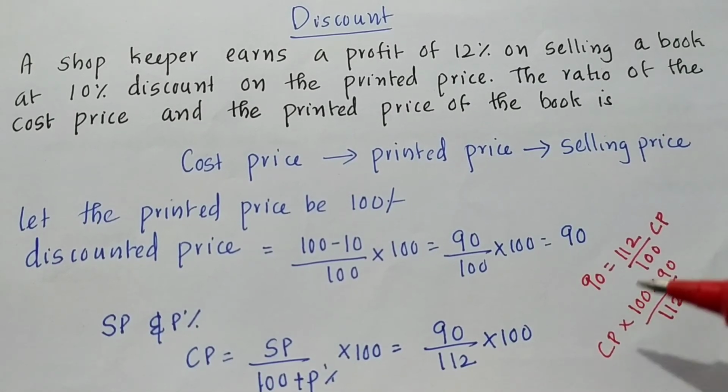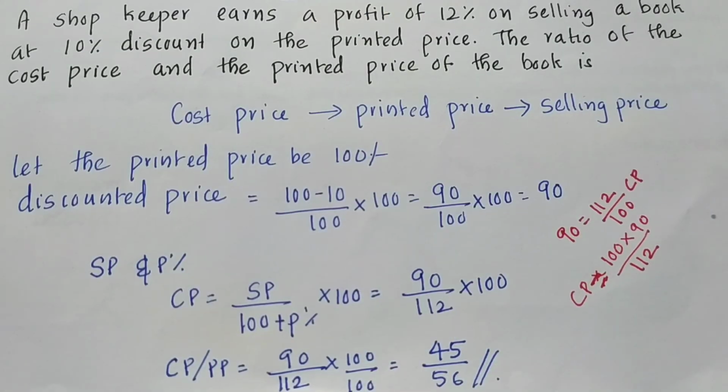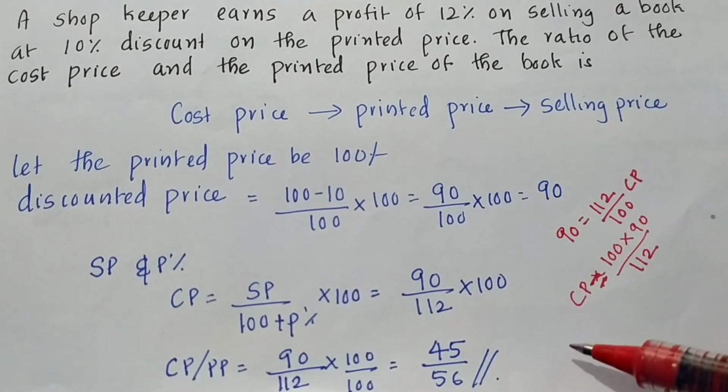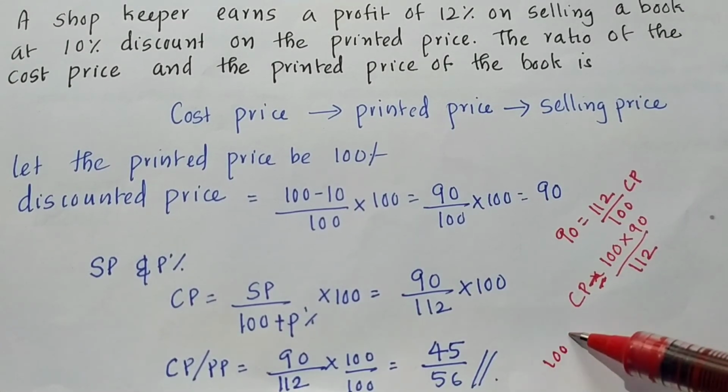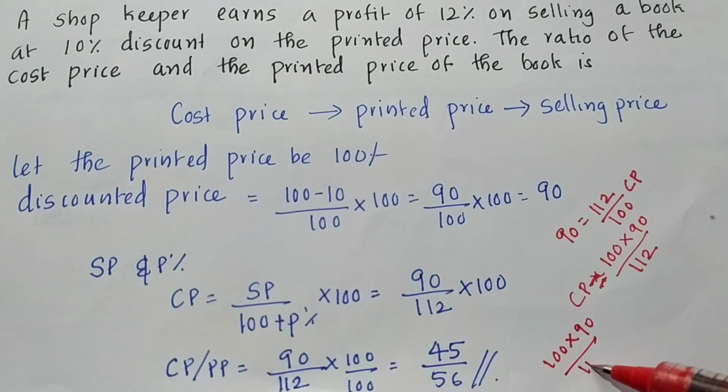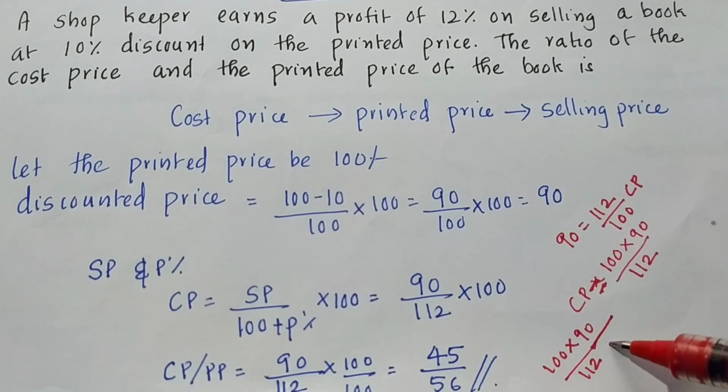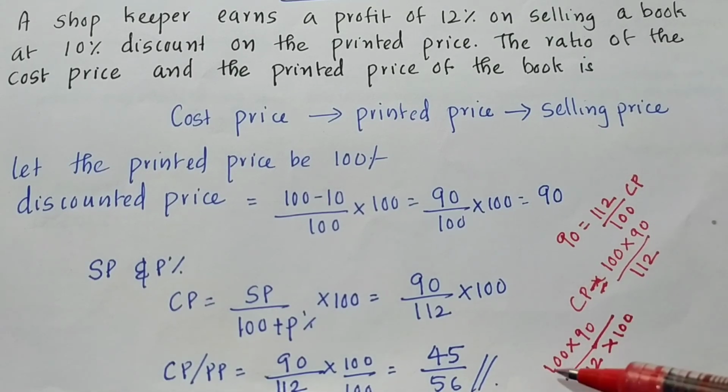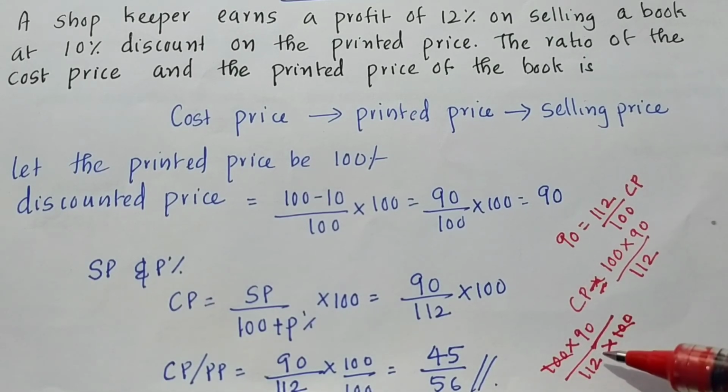So we just have to find out the ratio. So we don't have to solve it and find the exact value of CP. We just have to put it in the formula. So we have to find out CP by printed price. So what will be CP? 100 into 90 by 112, divided by printed price, that is 100. So by solving this one, we will get the ratio as 90 by 112. Further simplification gives the ratio as 45 by 56.